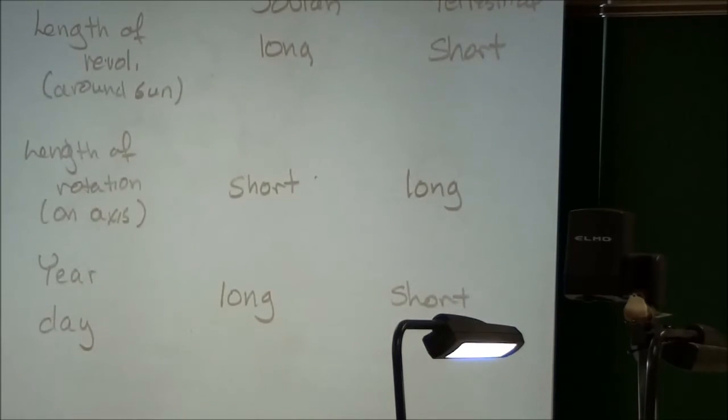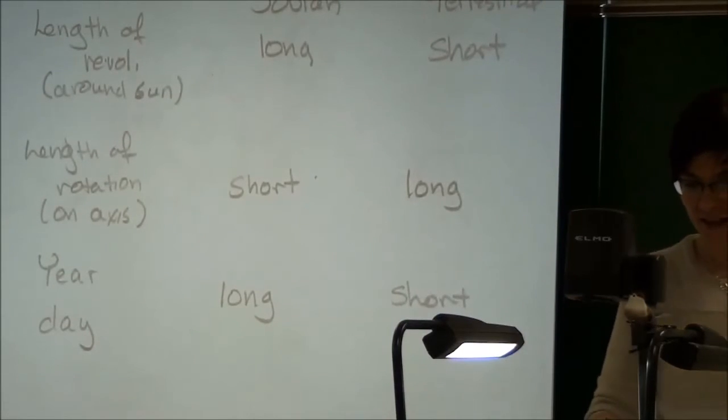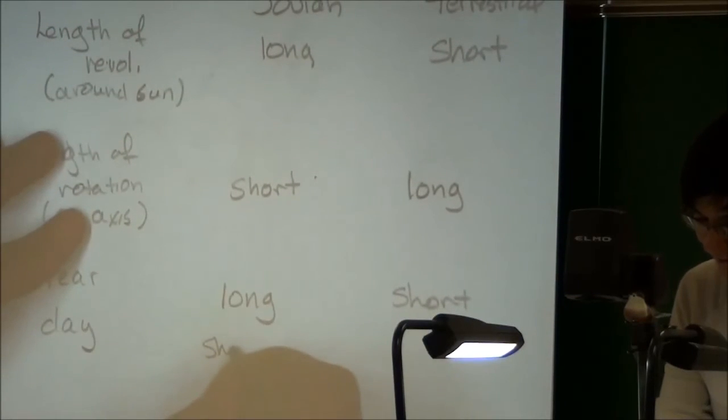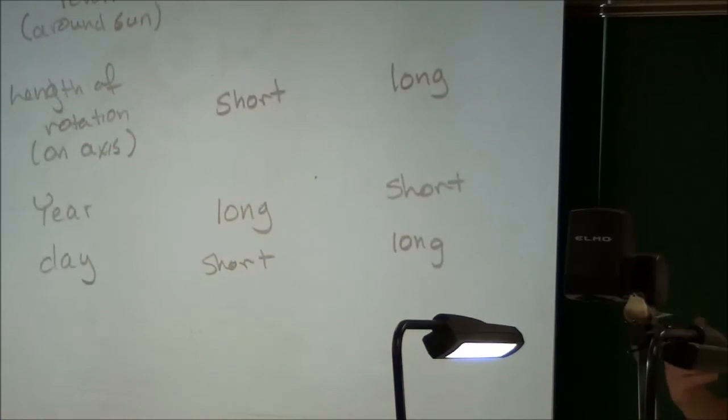So, what's the length of the day then? Shorter for a Jovian, and longer for a terrestrial. Excellent, short for a Jovian and longer for a terrestrial. So, for example, a Jupiter day is something like 10 hours, which is pretty incredible.